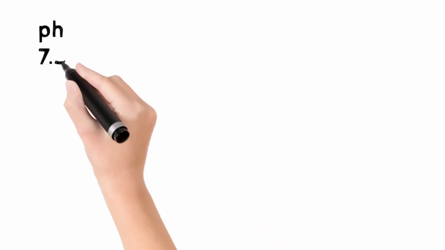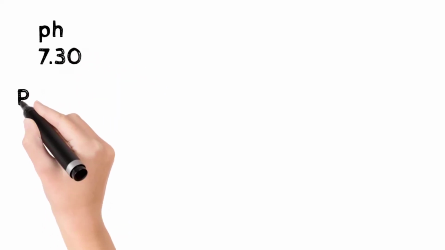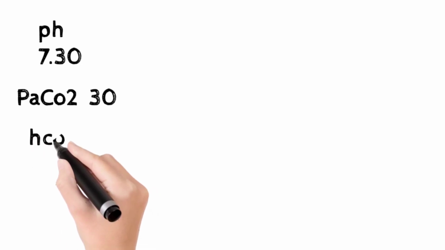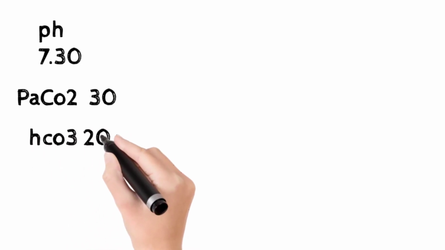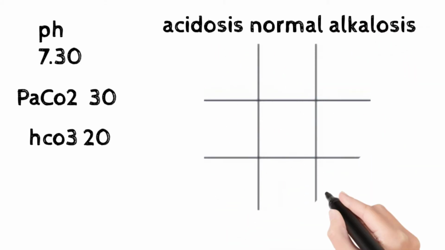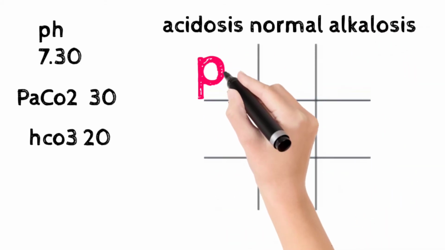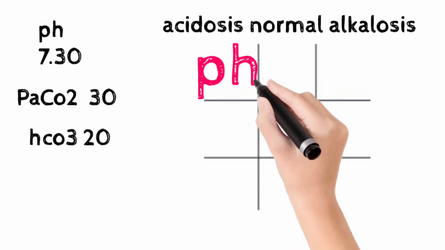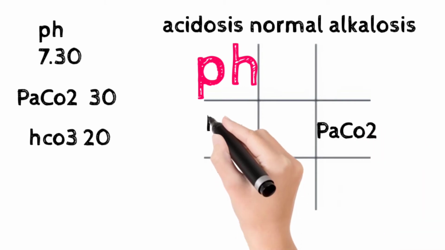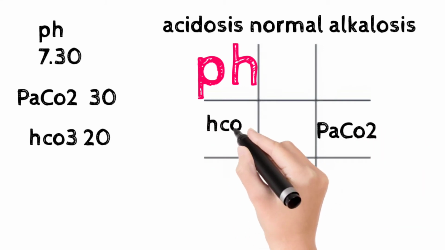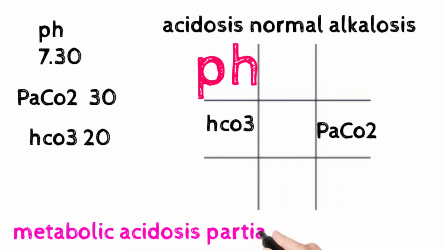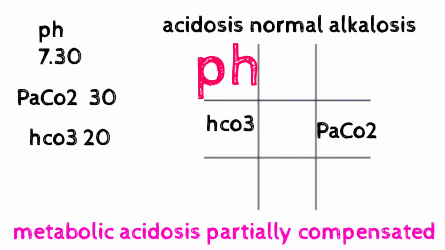Again, pH is 7.30, acidosis. PaCO2 is 30, lesser than 35, so it goes under alkalosis, and HCO3 is 20, lesser than 22, it goes under acidosis. So pH is acidosis, PaCO2 is alkalosis, and HCO3 is acidosis. So here pH and HCO3 are partially compensating the PaCO2, which means metabolic acidosis, partially compensated.